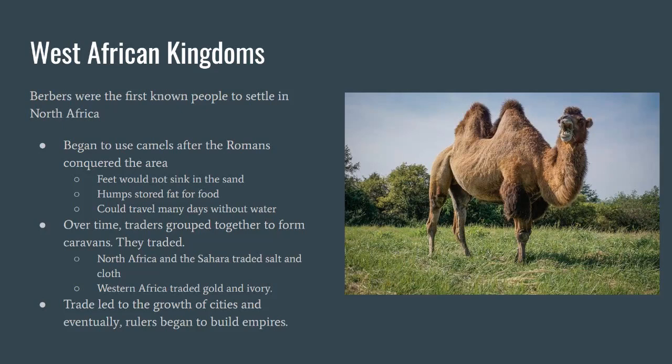So these groups, they would have different products and would go from place to place. All throughout northern Africa and the Sahara, they were mainly trading salt and cloth, but they were trading with other groups in Africa who were trading gold and ivory. Ivory is what comes from the horns, or the tusks, of elephants. Today, we do not hunt elephants for ivory. It is illegal because they have been so extinct, but there are still people who do that.